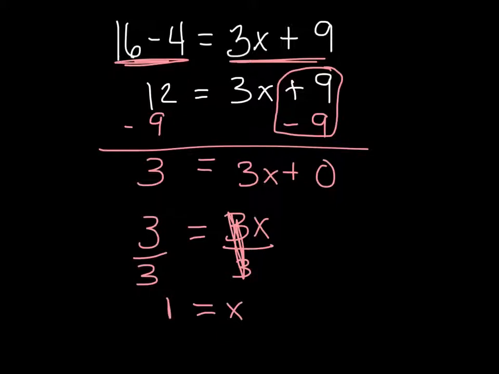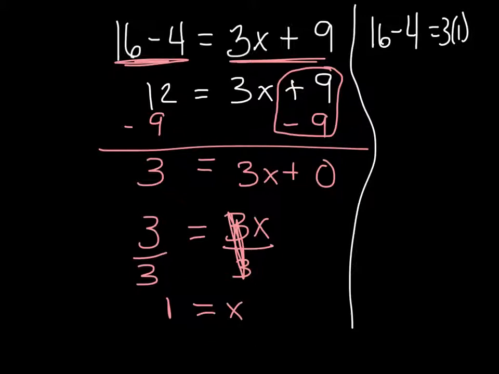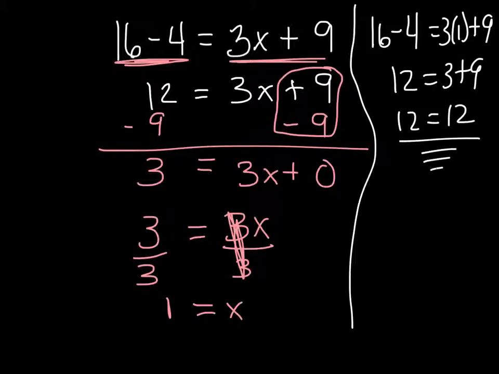And if we were to plug it in to check it, which I always do, so we've got 16 minus, so I'll do a little line here so we can separate it, equals 3 times 1 plus 9, or 12 equals 3 plus 9, and then we end up with this true statement of 12 equaling 12. Okay, but what happens if we have variables on both sides? Let's take a look at one of those.